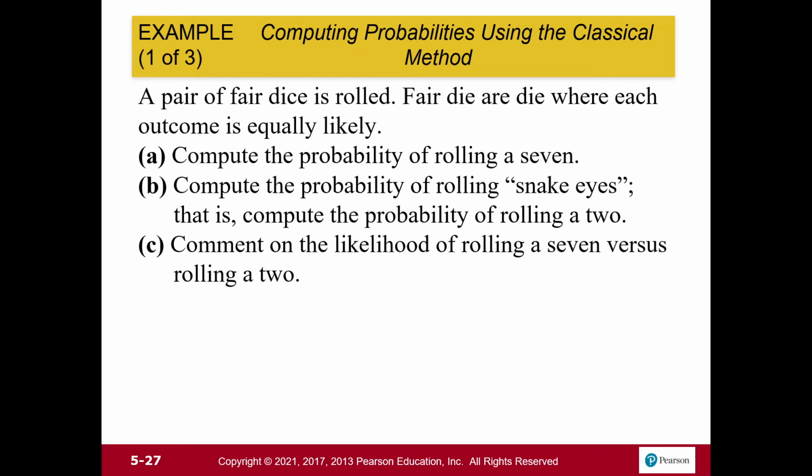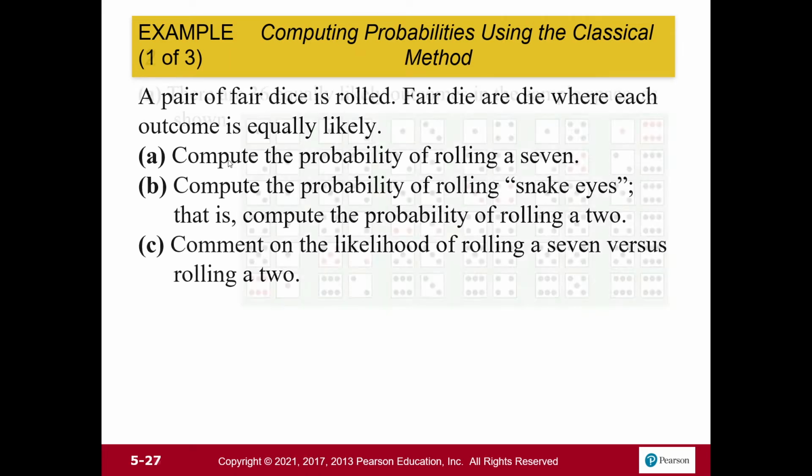A. Compute the probability of rolling a 7. You have a pair of dice. You need to compute the probability of rolling a 7. B. Compute the probability of rolling snake eyes. That is, compute the probability of rolling a 2. And the only way to get a 2 is by getting 1 and 1. C. Comment on the likelihood of rolling a 7 versus rolling a 2.